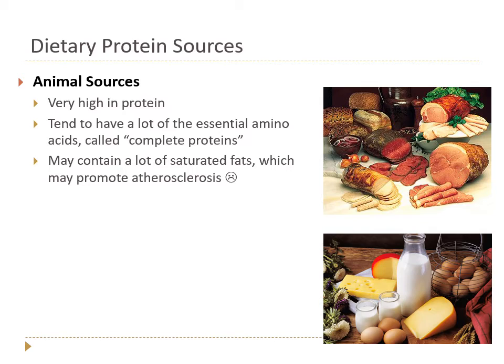And so if proteins have all of the essential amino acids, they are called complete proteins. So of course they have all of those because those are the same ones that we need to do the same types of things in our cells and our bodies. They may also, however, contain a lot of saturated fats, which may promote atherosclerosis, which you remember as those plaque buildup in the arteries, hardening of the arteries, which can cause narrowings and lead to things like heart attack and stroke.